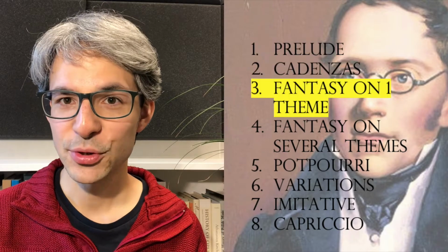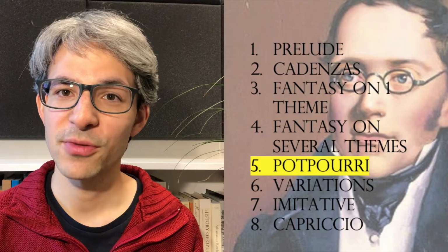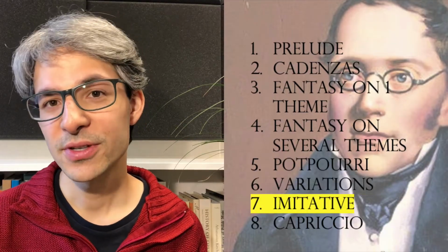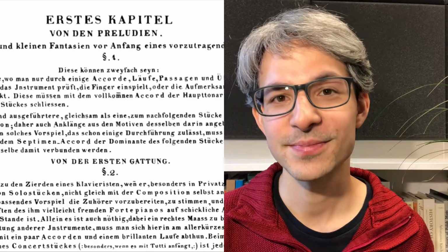Each chapter in the book is devoted to a specific type of improvisation. The book is organized in such a way that each type of improvisation is a step that naturally leads towards improvising a fantasy on one theme. And after that, we learn to elaborate on that, learning different types of fantasies.